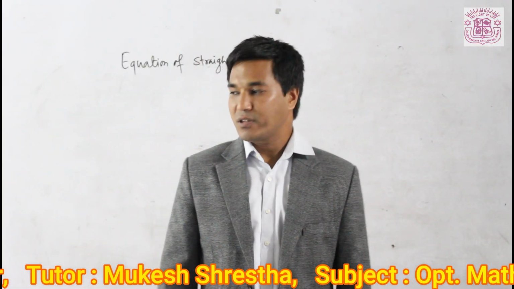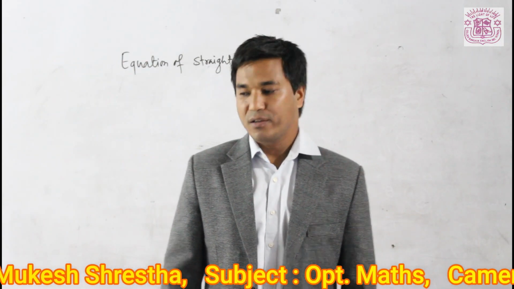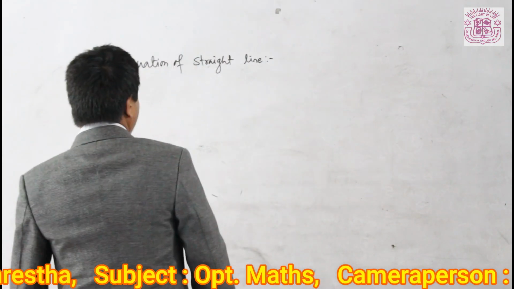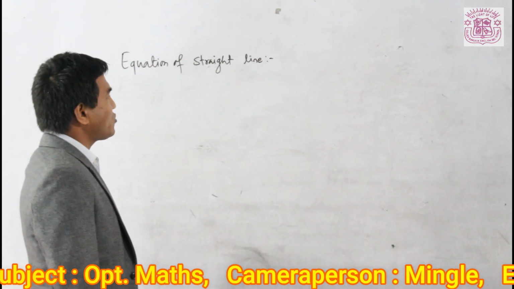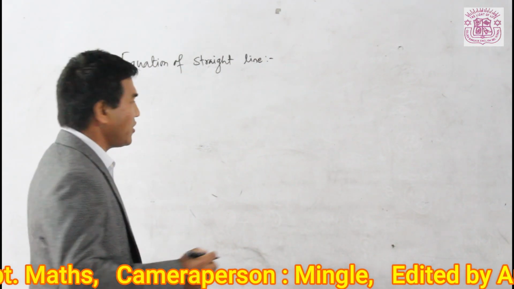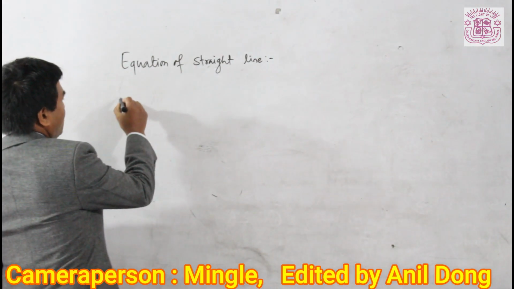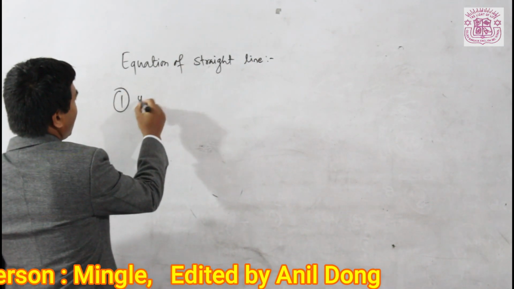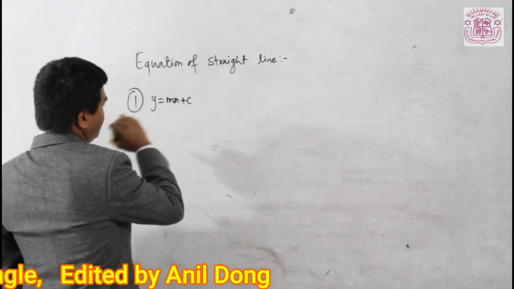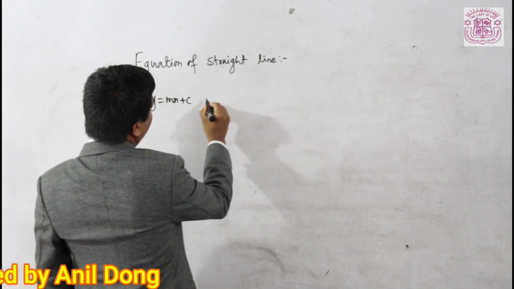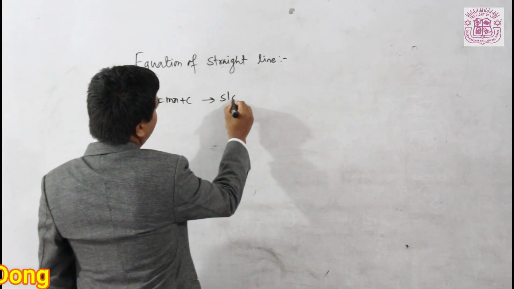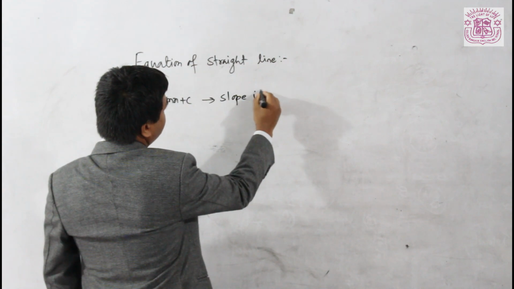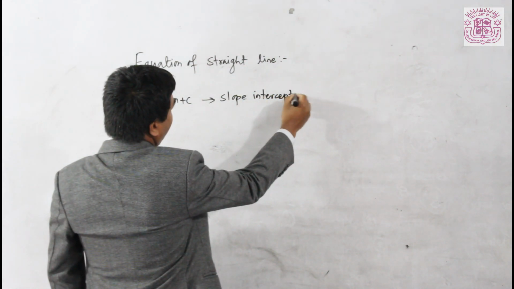Today we are going to discuss the equation of a straight line. So generally we can find the equation of a straight line by using three formulas. So the first one is y equals mx plus c. This is called the slope intercept formula.